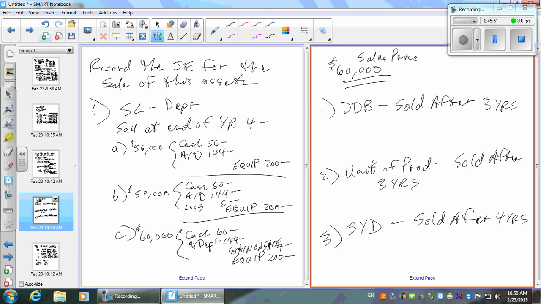Go for it. Bet you can do it before it's time to leave. The real time to leave, not a later one. Can you find what accumulated depreciation is after 3 years, double declining balance? That's all you need. Same thing after 3 years, units of production. Same thing after 4 years, the sum of the year's digits.